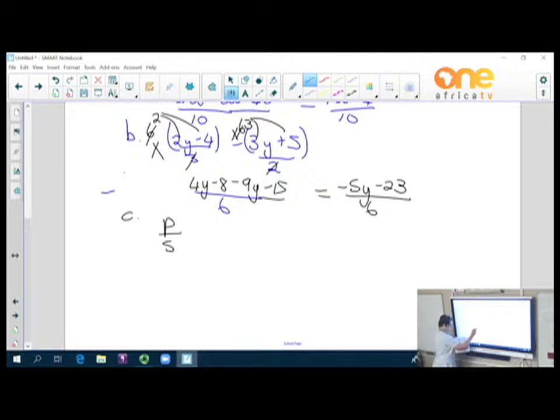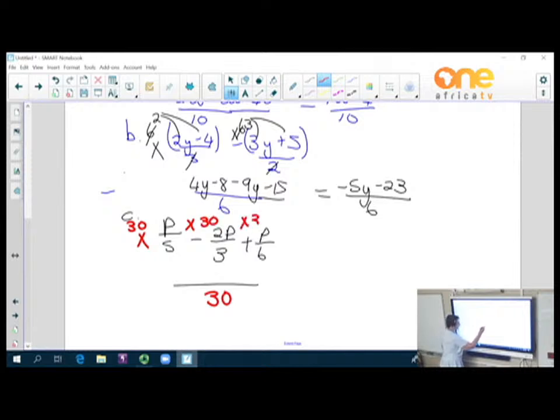P/5 minus 2P/3 plus P/6. What is my LCM in this case? Something that all of them can divide into. 5 and 3 and 6. And that would be what? 30. So I multiply each one with the LCM and cancel.